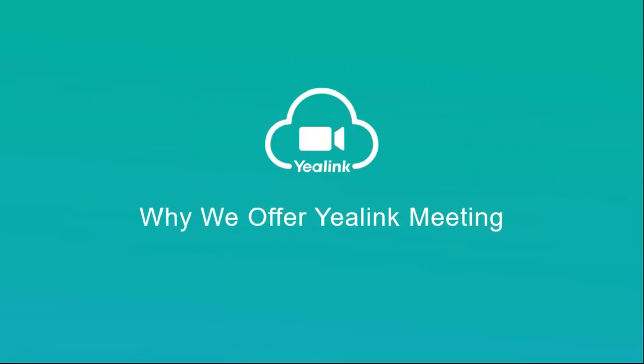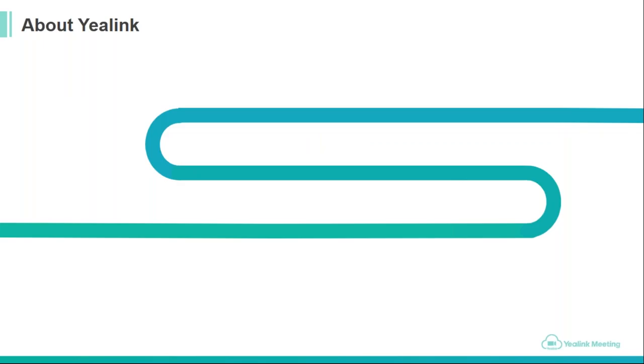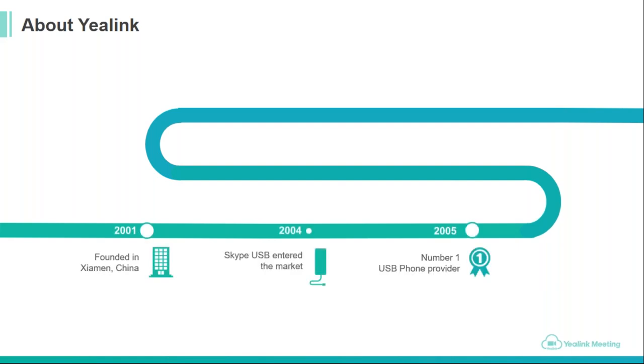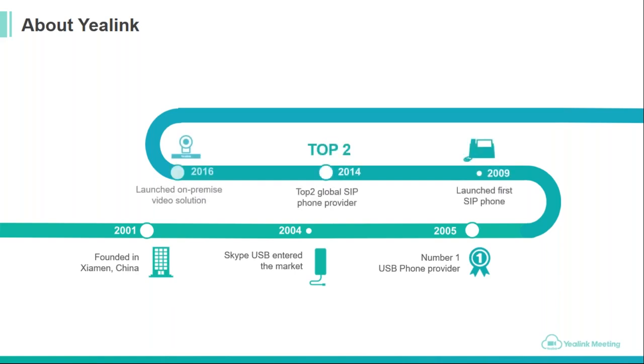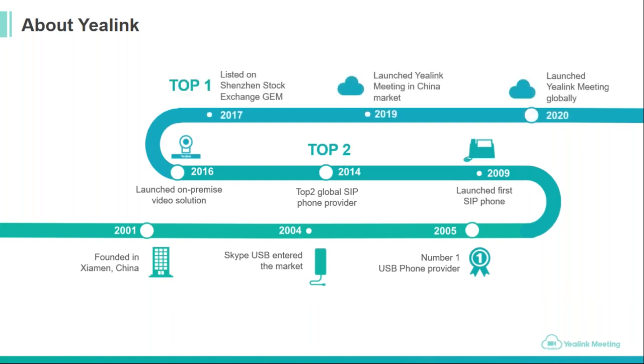The first part is why we offer Yealink Meeting. Firstly, I would like to give a brief introduction of Yealink. Yealink was founded in 2001, and in 2005, Yealink became the top USB phone provider. In 2009, the first Yealink SIP phone was released, and 5 years later, Yealink became the global top two SIP phone provider. And it took another 3 years to become number one.